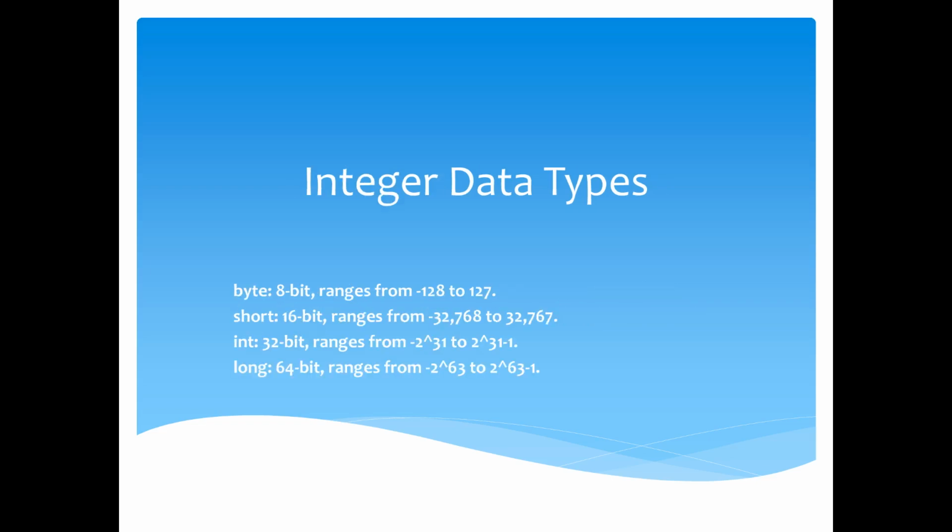Integer data types. Byte, 8-bit, ranges from -128 to 127. Short, 16-bit, ranges from -32,768 to 32,767. Int, 32-bit, ranges from -2^31 to 2^31 - 1. Long, 64-bit, ranges from -2^63 to 2^63 - 1.